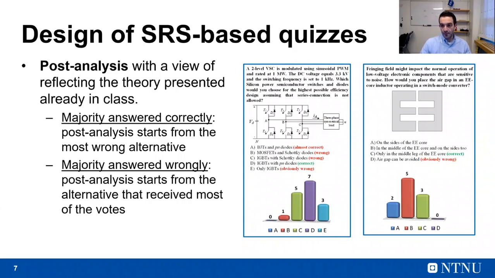On the other hand, if you see the right-hand side figure, in that case the majority answered wrongly. The majority of the students answered option B. The correct one was option C. And in that case, I started the post-analysis in class from the option that received most of the votes, which was option B, and explained towards the correct one.